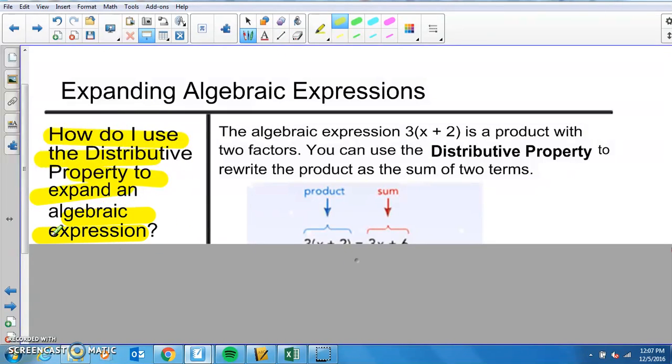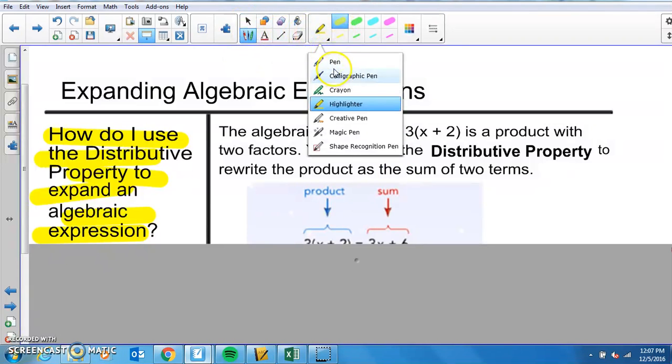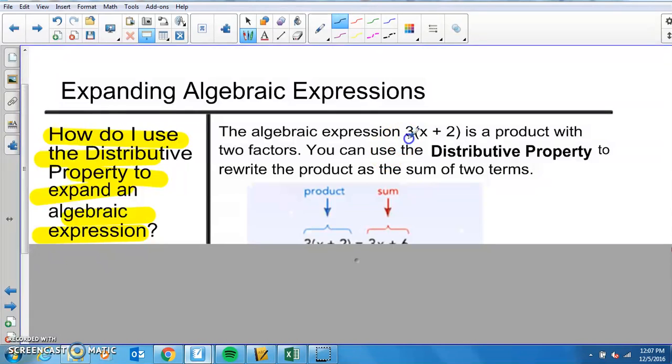All of you have heard of the distributive property. The distributive property, as we're going to apply it, is basically saying the algebraic expression in this example, 3 times (x plus 2) in parentheses, is a product with 2 factors. Our 2 factors are the 3 and the x plus 2. Factors, as you recall, are things that multiply with each other. So I'm going to erase this so it won't get in the way of your notes.